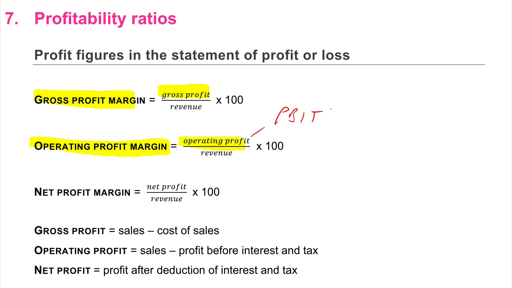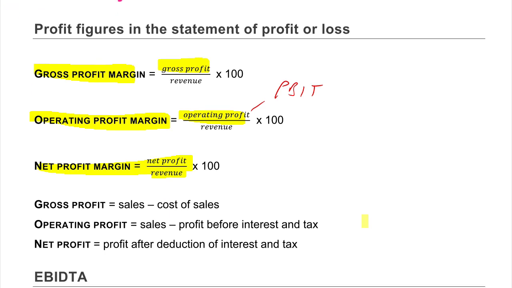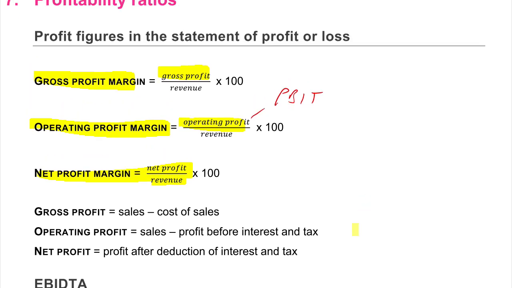And then you've got your net profit margin, net profit over revenue times 100. And that's after tax and interest. So call that PAT. There we are. Generally there, higher is good. Higher means you're getting more profit per pound's worth of cost.